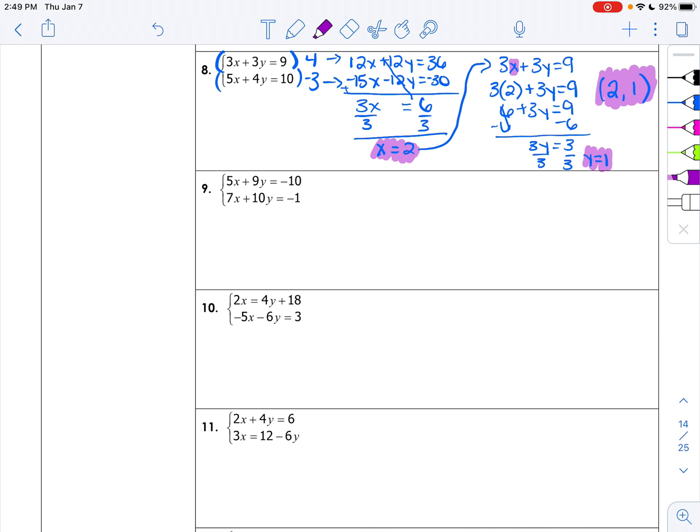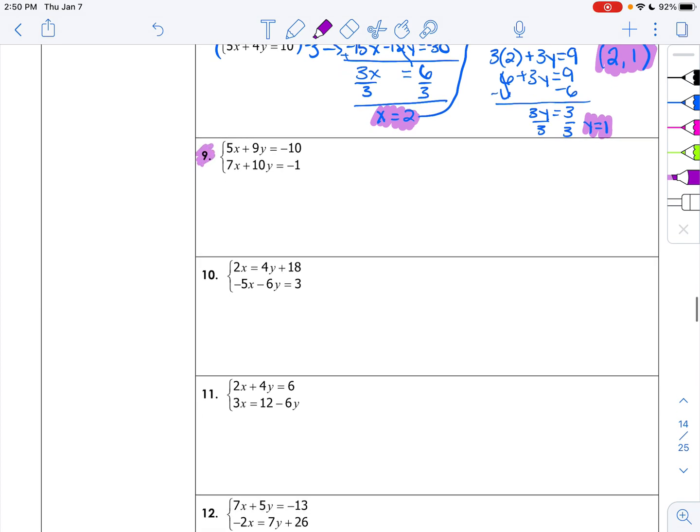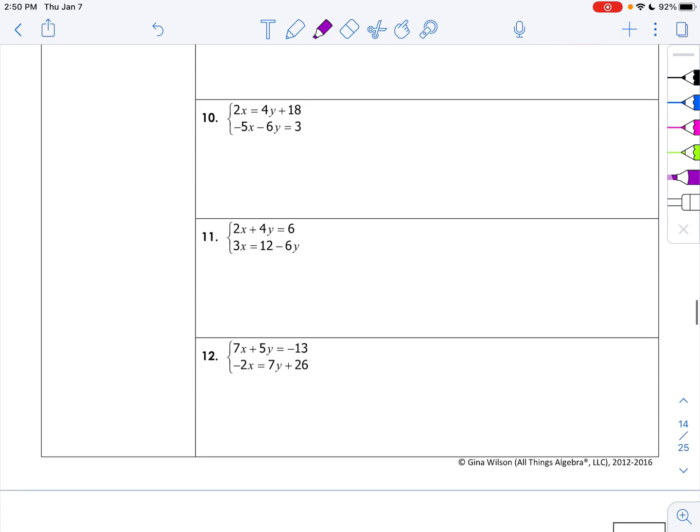Remember, when we solve systems of equations, we're finding an ordered pair that makes both equations true. We're finding the point where two lines intersect, where these two lines cross. So if we were to graph these two lines, we would see the point that they cross at is 2, 1. Go ahead and highlight number 9. And I want to take a look at number 10.